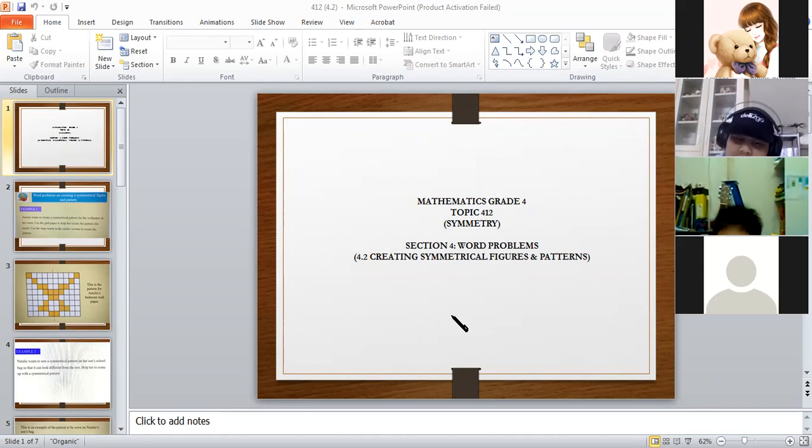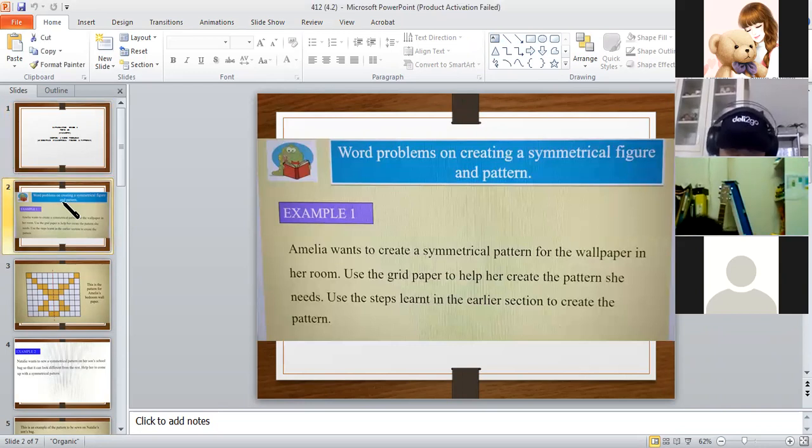Can you all see my screen, online students? Yes, okay, teacher. Good. Amelia wants to create a symmetrical pattern for the wallpaper in her room. Use the grid paper to help her create the pattern she needs. Use the steps learned in the earlier section to create the pattern.